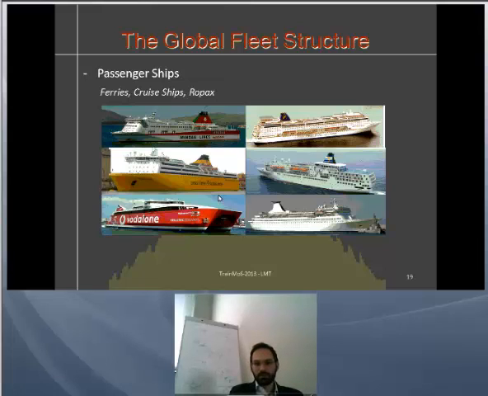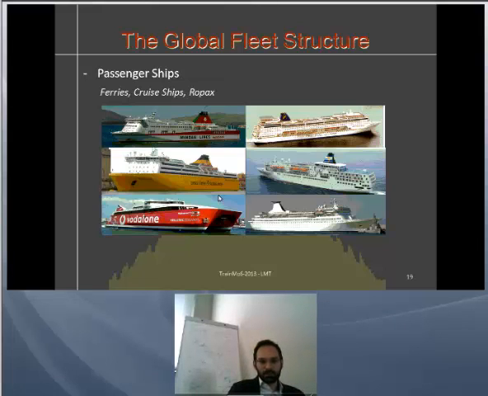Regarding cruise ships, as we said, most of them are constructed in Europe. Mainly 90% of the cruise ships worldwide are constructed in Europe. It's not a very fragmented sector because there are 2 or 3 global players, and they're actually dominating the market.